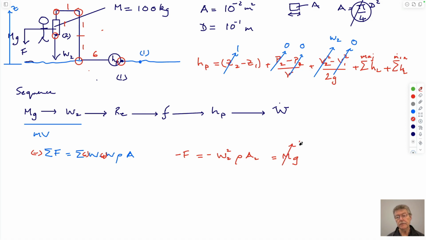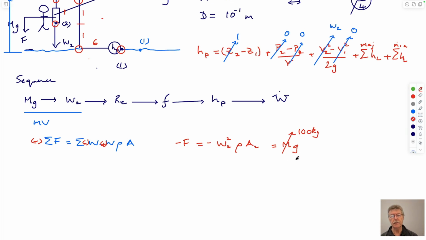This is 100 kilograms. Used to weigh myself when I came home on the train from the pub. Used to be 62.5 kilograms at one stage on the train station. And this is 10 meters per second squared.